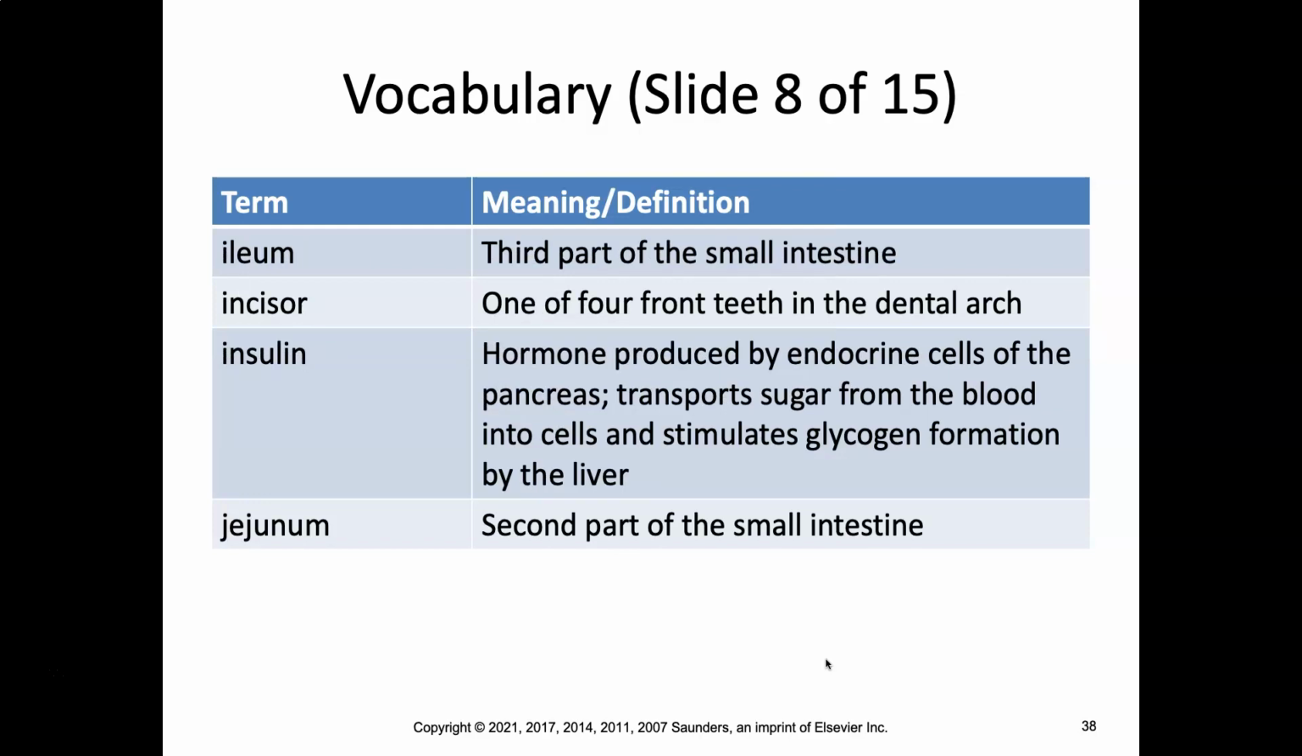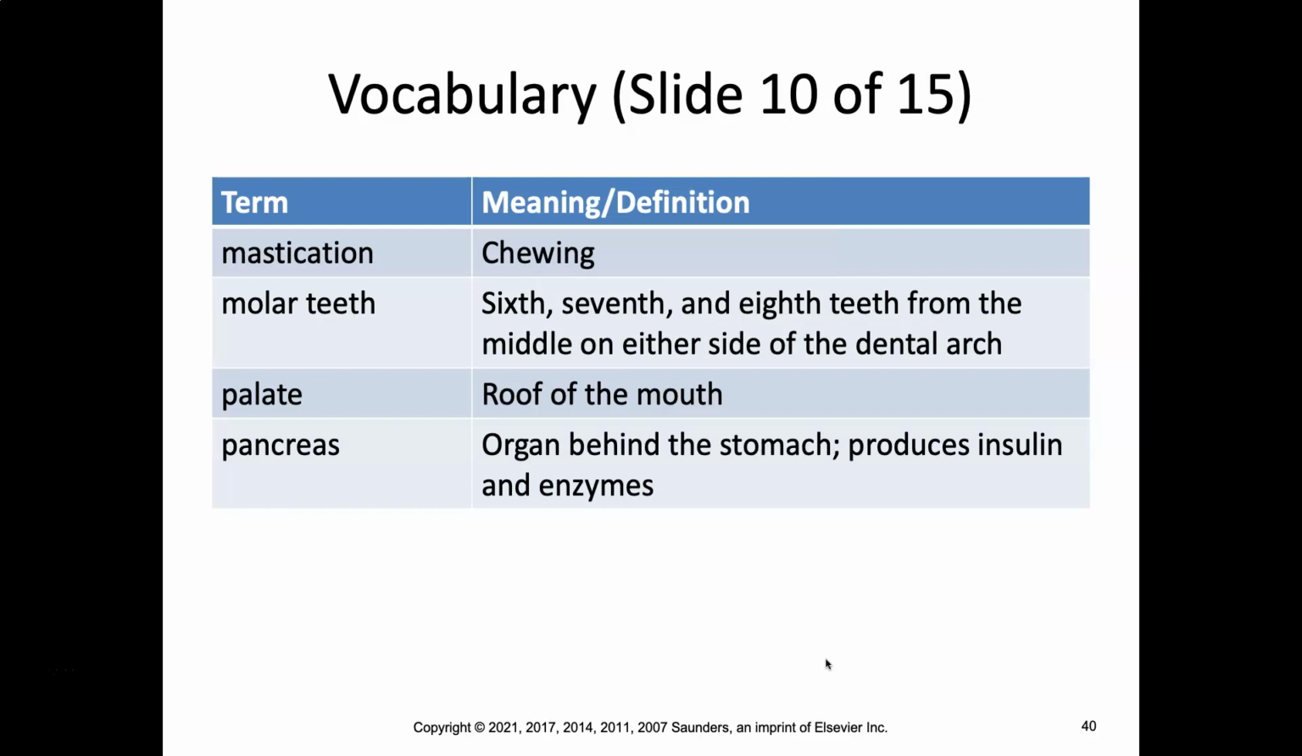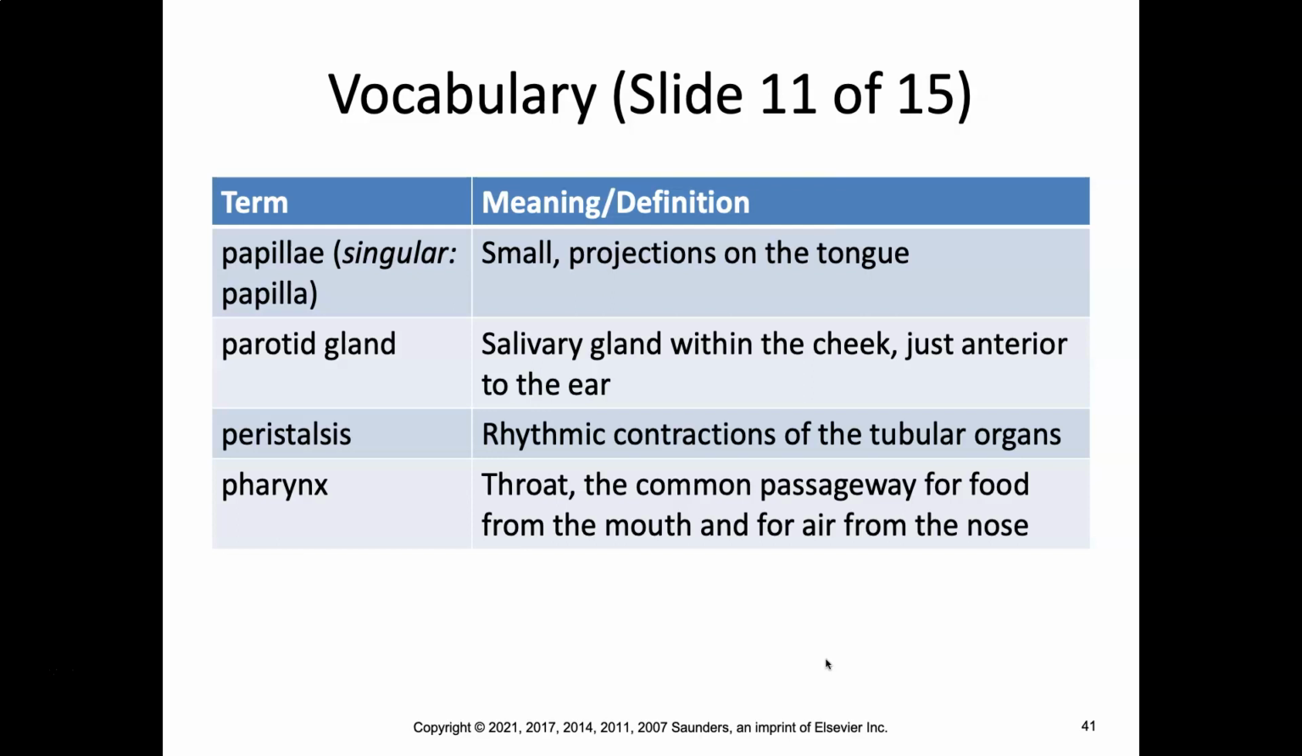And that's what's causing that process to go on. And some more vocabulary. And this just gives you, again, details about it. Did you know your liver weighs about 2.5 to 3 pounds? It's amazing. Mastication means chewing, and deglutition means swallowing. And notice the difference between papillae and papilla for singular versus plural. Singular, papilla. Plural is papillae.